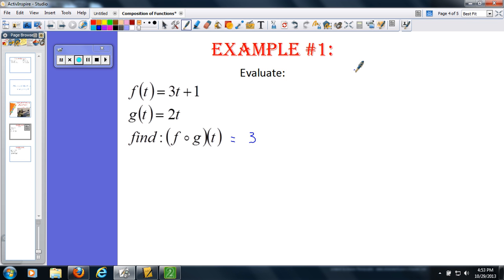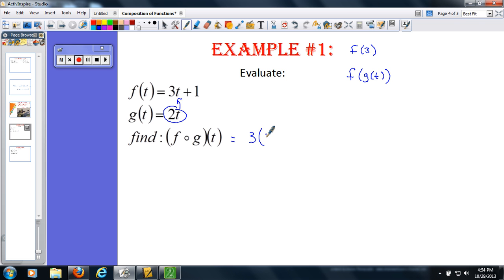The other way you might see this written would be f of g of t. Actually, I should say it'd be f of g of t, like this. So just like if I had f of 3, I replace the t with a 3. Well, now I'm going to replace the t with g of t. So this here gets substituted in for t.